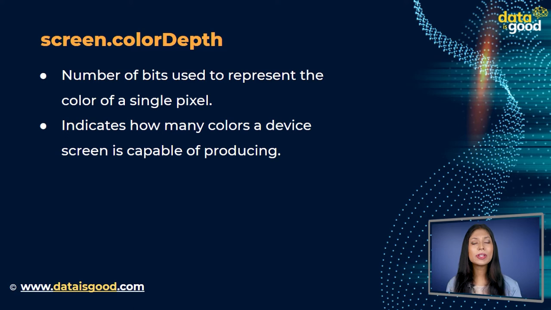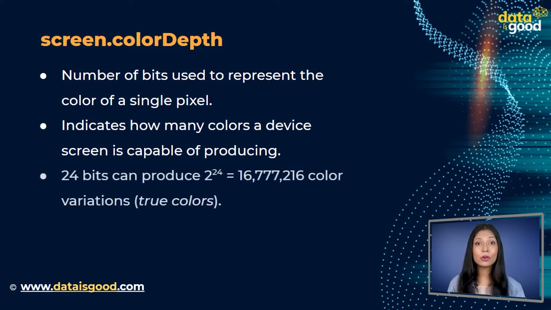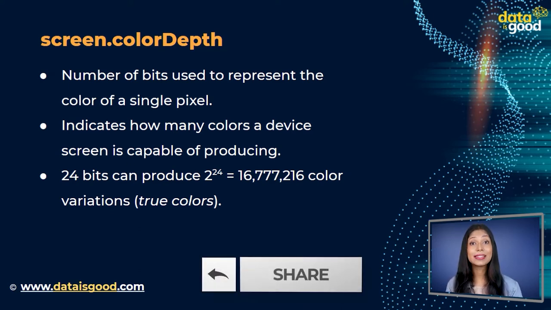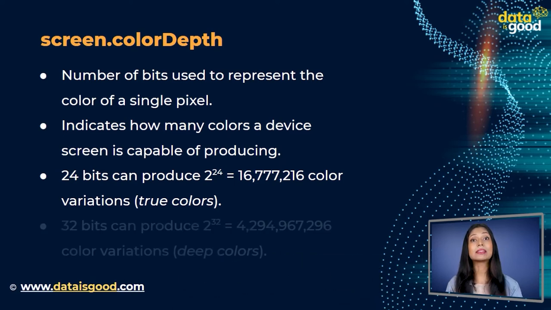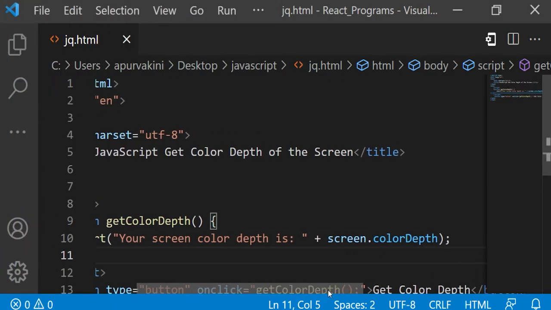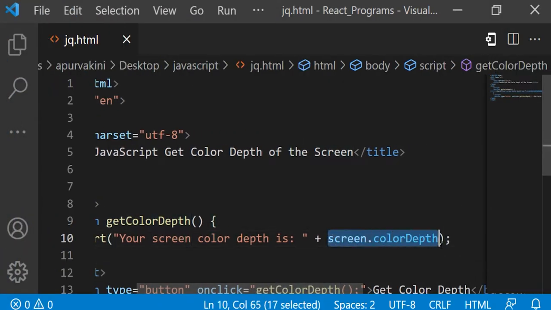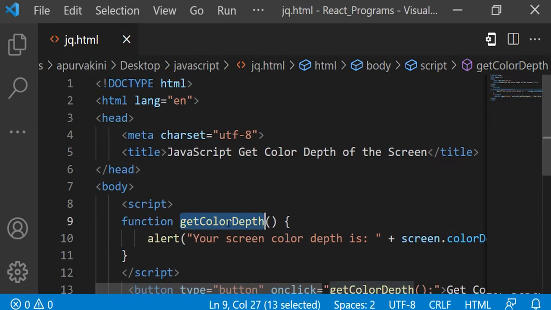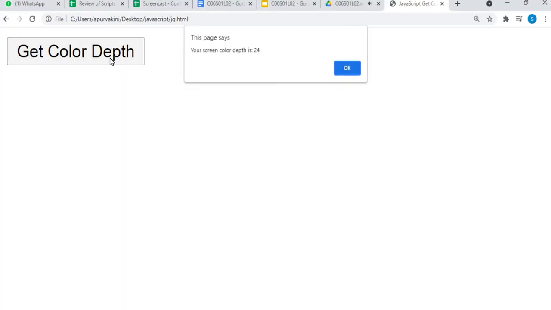In simple words, more bits produce more color variations. 24 bits can produce 2^24, which is equal to 16777216 color variations or true colors, whereas 32 bits can produce 2^32, which is equal to 4294967296 color variations or deep colors. Let us see how we can get the color depth of the screen. In this example, we are getting the color depth of the screen with the help of screen.colorDepth, which we have used in the function getColorDepth. Now, let us see the output on the browser. After clicking the button, we get alerted with the color depth of our screen, which is 24.